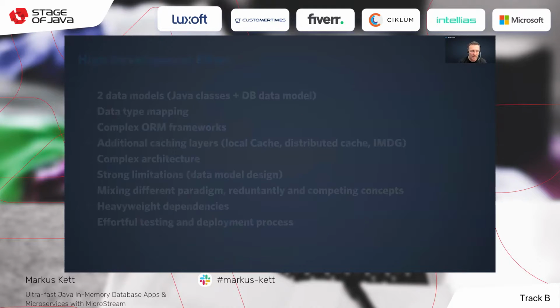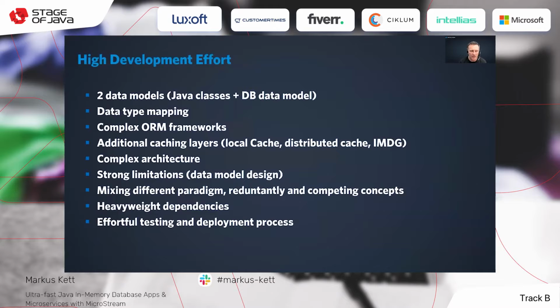And on the developer side, we have to deal with two different data models. You have to care for your classes. You have to implement the database-specific data model. We need a data type mapping. You have to deal with an object relational mapping framework like Hibernate, adding one or even more caching layers, in-memory data grid, distributed caches, local caches. You have to care for all these cache configurations.